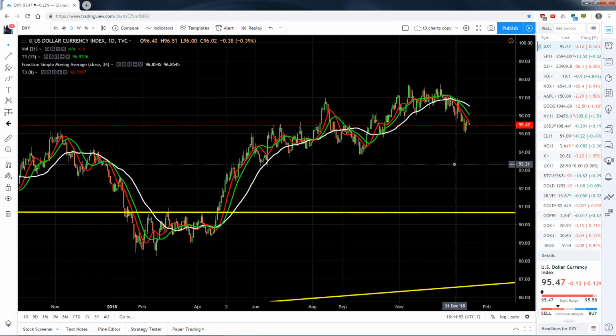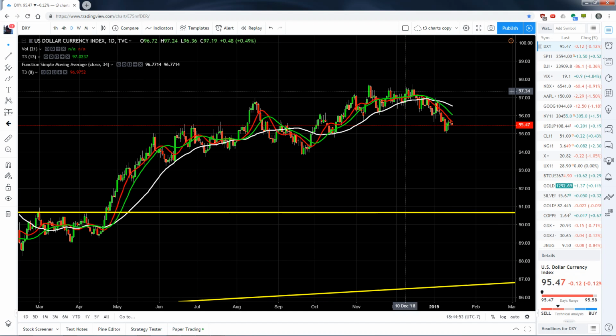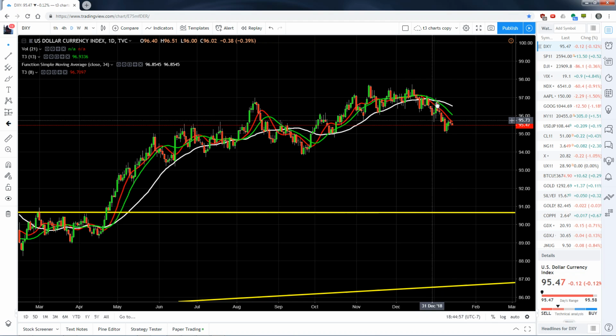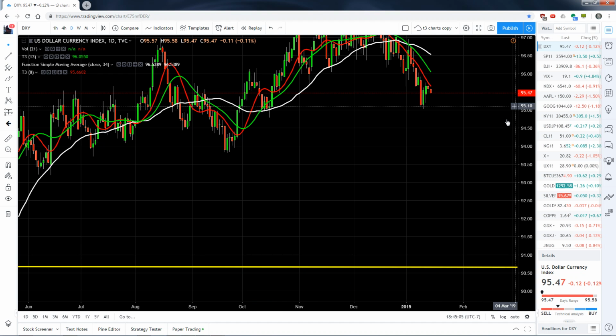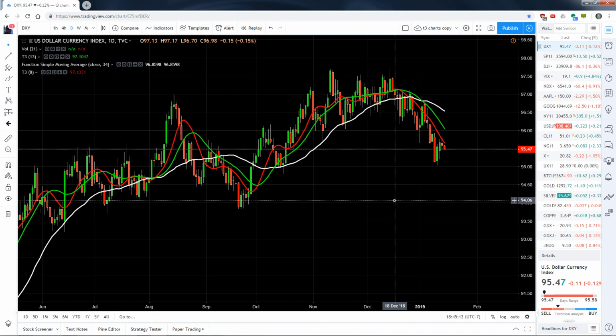You can see the double top, you can see the crossover, the bearish retrace, the bearish retrace, the bearish retrace. And then today, it looks like a rejection off the 8. But we'll see what happens. Looks like it's on its lows so far.